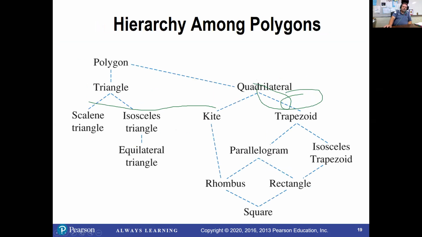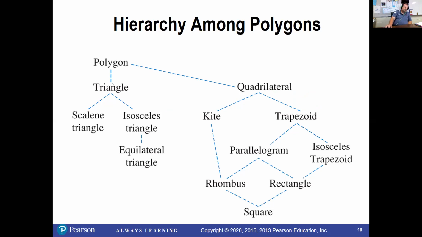All right, hierarchy. So what is hierarchy? Well, it's how they're all related to each other. So how are they all related to each other? Well, a polygon can be triangles and quadrilaterals. Triangles have three sides, and you can have them as scalene or isosceles. Scalene, all the sides are different. Isosceles, two are the same. And then if it's isosceles, it could be equilateral if the third side is equal.